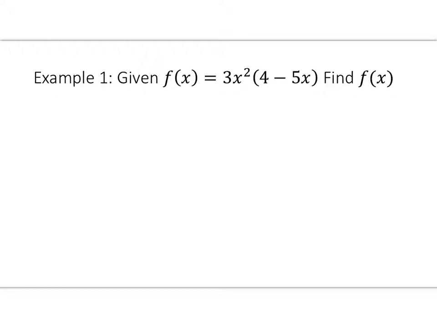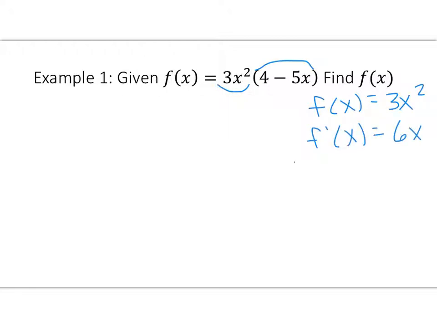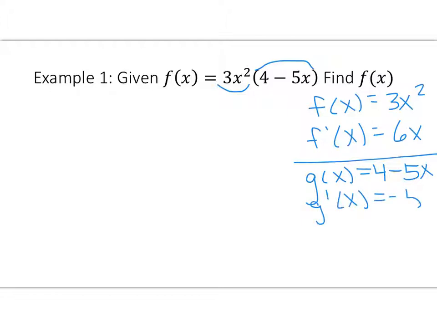Okay, so here we have f of x equals 3x squared times 4 minus 5x. Now, we could distribute the 3x squared and go back and just use our power rule, but we want to see how that product rule is working. So the 3x squared is f of x, 4 minus 5x is my g of x. So f of x is equal to 3x squared, and then f prime of x is going to equal 6x. Okay, g of x is equal to 4 minus 5x. G prime of x is equal to negative 5.